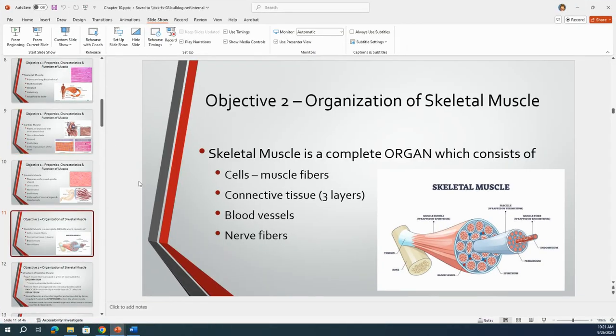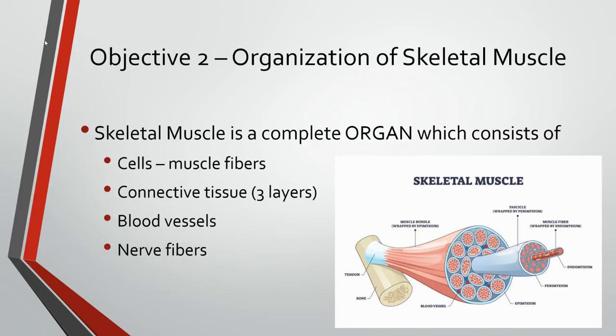Alright guys, this video is going to cover Objective 2 in Chapter 10, which is the organization of skeletal muscle. And we're actually going to look at it in two ways. We're going to look at it, one, in terms of the whole big organ of the muscle, but then we're also going to look at it in terms of the cellular level of the muscle. So we're looking at big anatomy as well as small anatomy here.